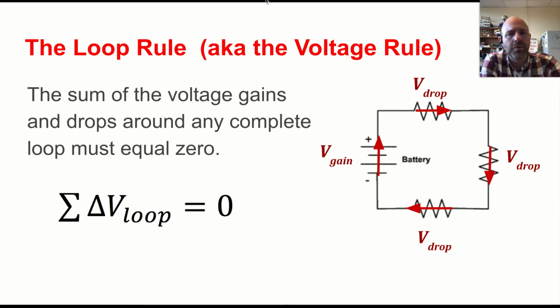And the loop rule, or the voltage rule, says that as you add up all the voltage changes, gains and drops around a loop, it should sum to 0. Basically, this says the total amount of energy in the circuit cannot change. So you gain energy and you drop energy. So if a light bulb or a resistor uses energy, it had to have come from the battery. It can't come from some other source.